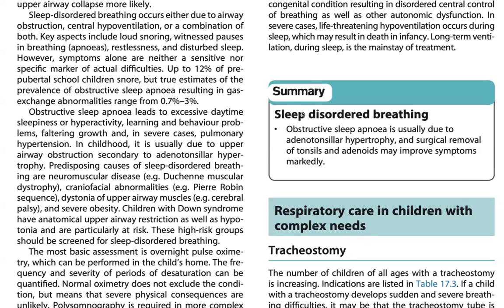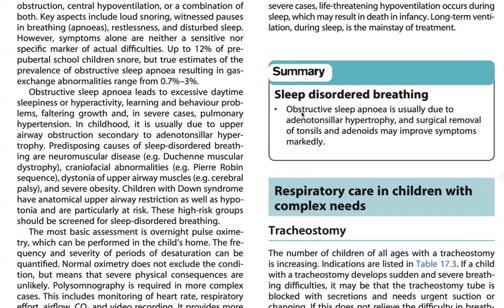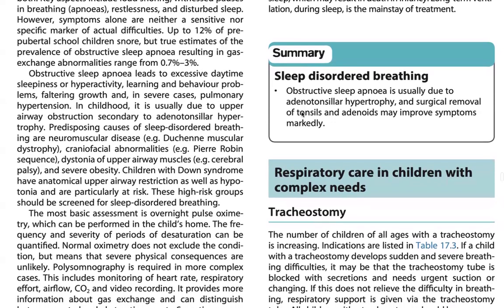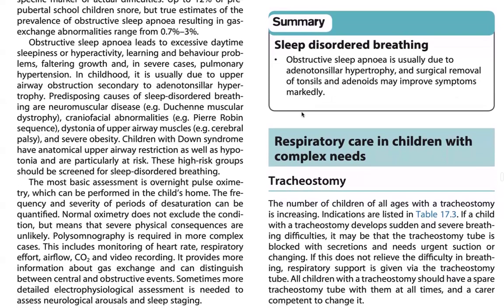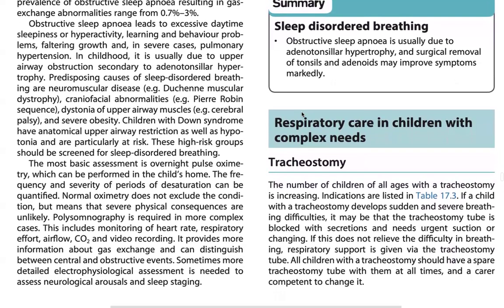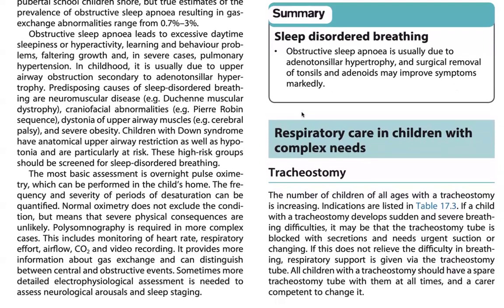Predisposing causes of sleep disordered breathing are neuromuscular disease such as Duchenne muscular dystrophy, craniofacial abnormality such as Pierre Robin sequence, dystonia of upper airway muscles, cerebral palsy, and severe obesity. Children with Down syndrome have anatomical upper airway restrictions as well as hypotonia and are particularly at risk. These high-risk groups should be screened for sleep disordered breathing.